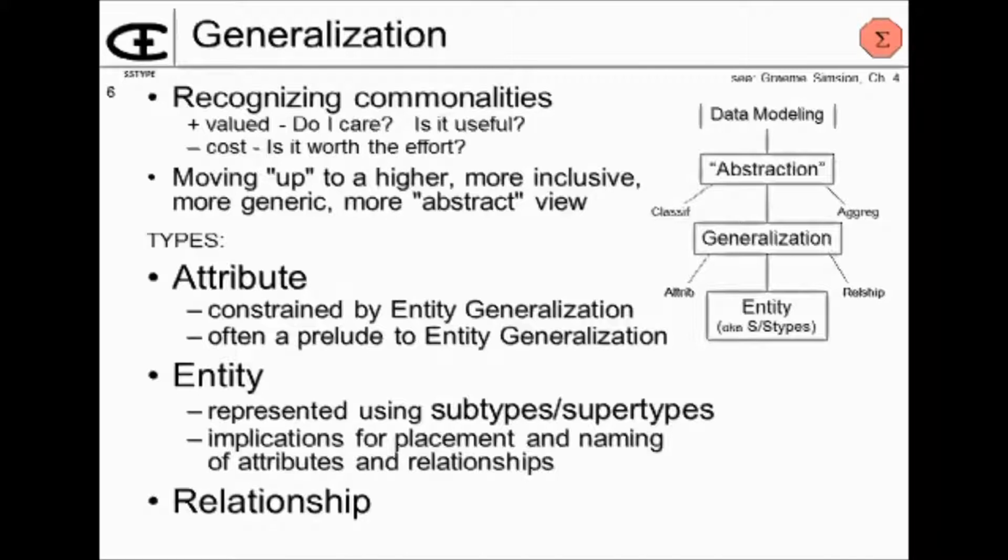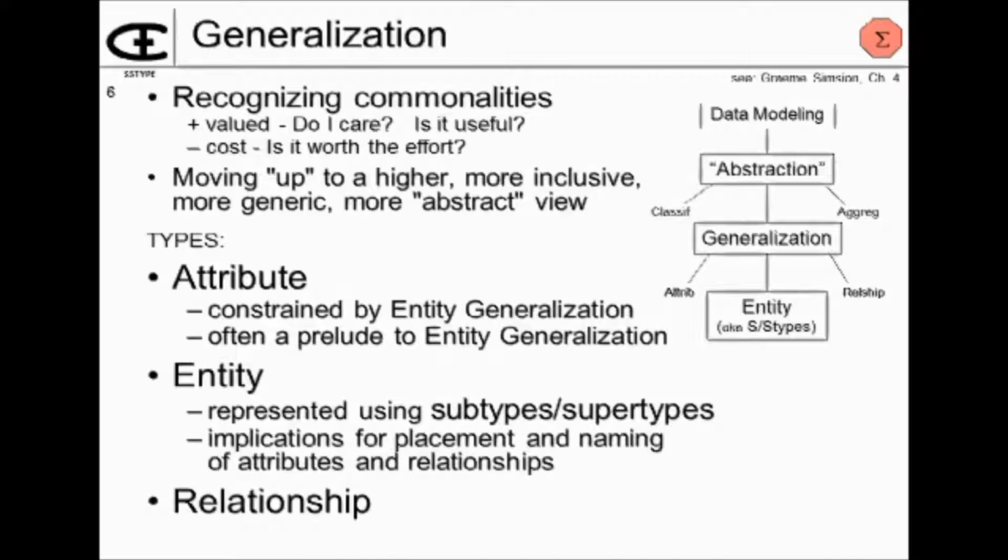So generalization fundamentally is recognizing commonalities. Where is there commonality across members of a population? And then you want to ask the user, do you care? Is it useful to distinguish those? And if I do, what's the cost? Generalization is moving up to a higher, more inclusive, more generic, more "abstract" view. And I put abstract in quotes because that's not the way I want to use that term.